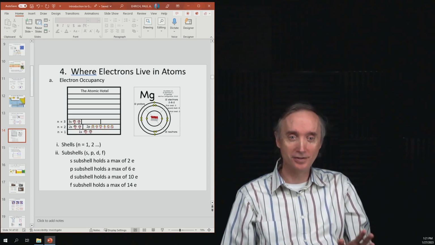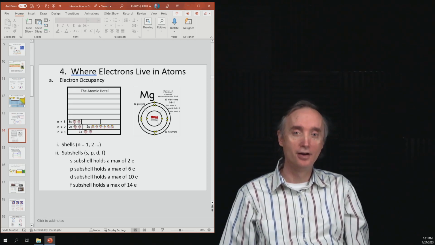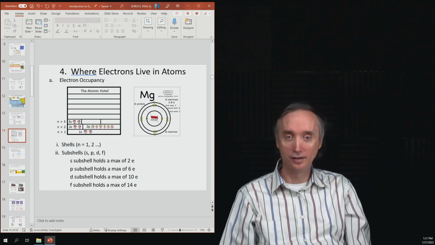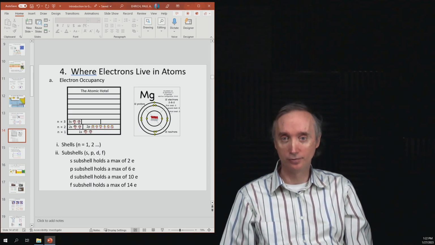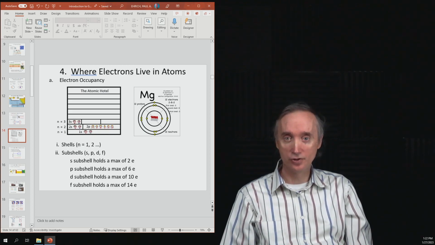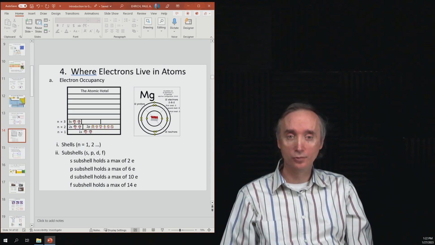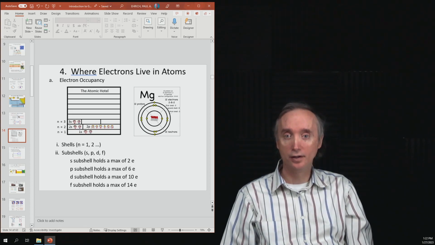Now, I'm not going to continue with this, but you can find on the internet where they label where all of these different electrons go for all of the different elements in the periodic table. But that shows you how we start to fill in where the electrons live in particular atoms.